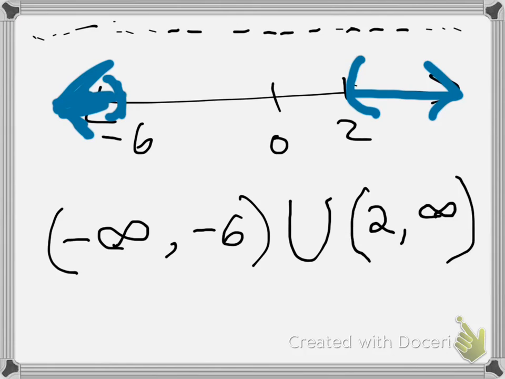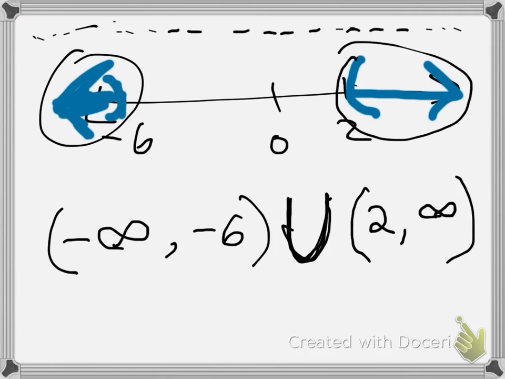It starts at negative infinity, ends at negative 6, that's these values, united with, union, values that start at 2 and never stop. They go all the way to positive infinity.